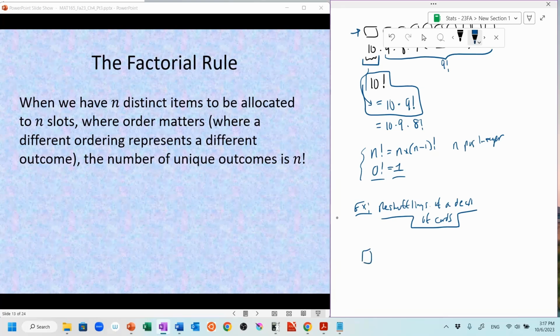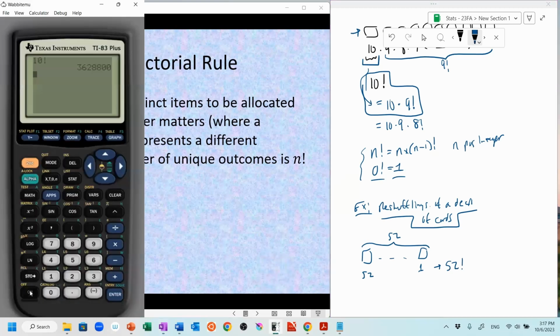Well, we can think of there being 52 slots. I have 52 ways to assign a card to the first slot. Each of the cards is unique. 51 for the next, 50 for the next, so on to 3 times 2 times 1. So there are 52 factorial different reshufflings. How many is that? Let's check. So I could do 52 and then factorial.